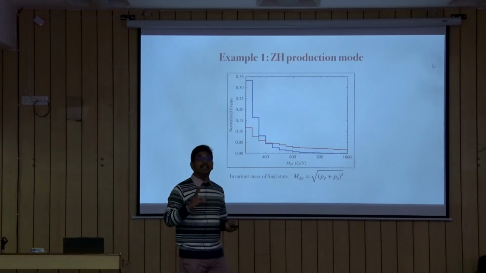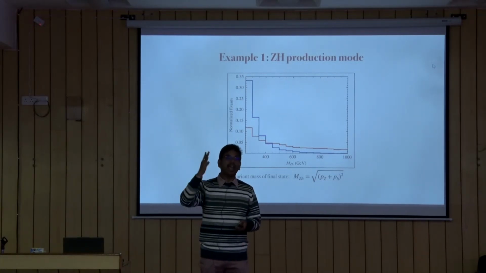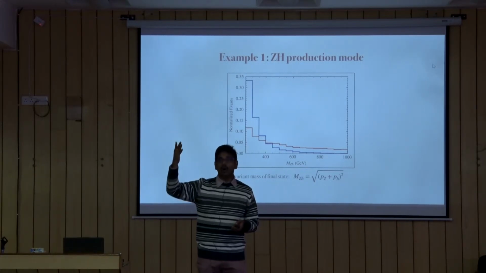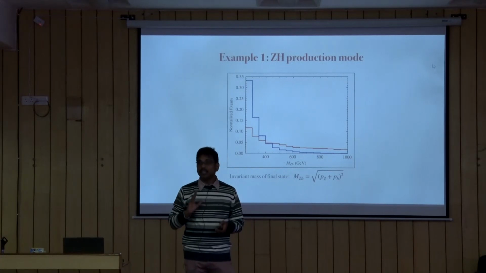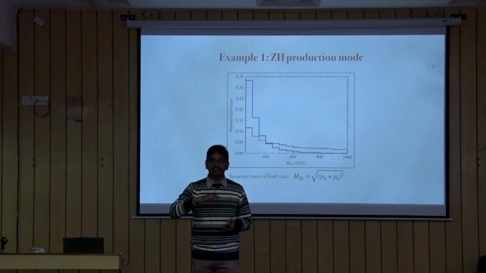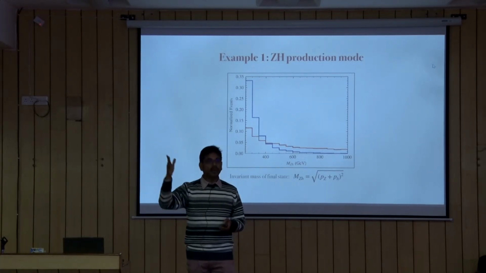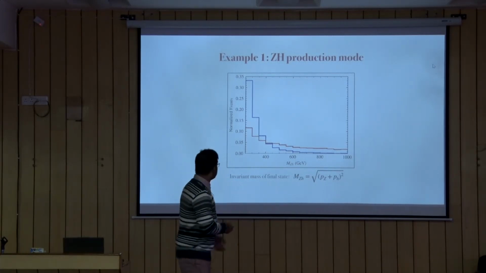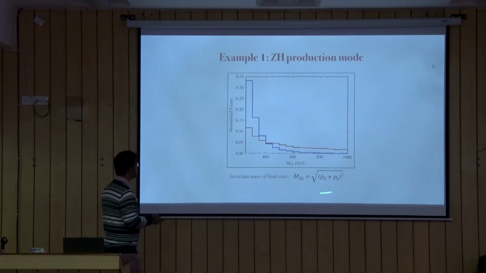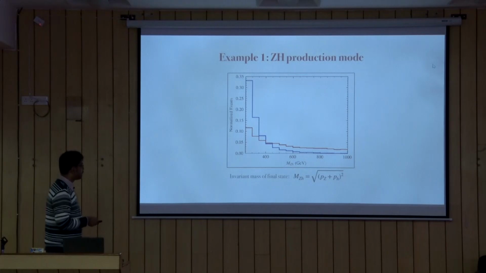And this is an observable which you can actually cook up with the final state signals or the number of events that you actually see, subject to how well you can reconstruct the Z and the Higgs depending on what final state it is decaying to. But this is an observable that you can in principle see in association with the ZH production.